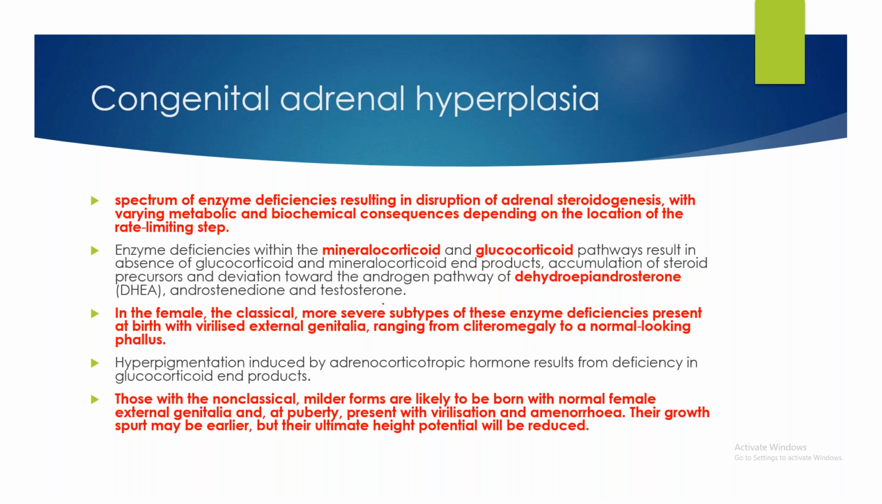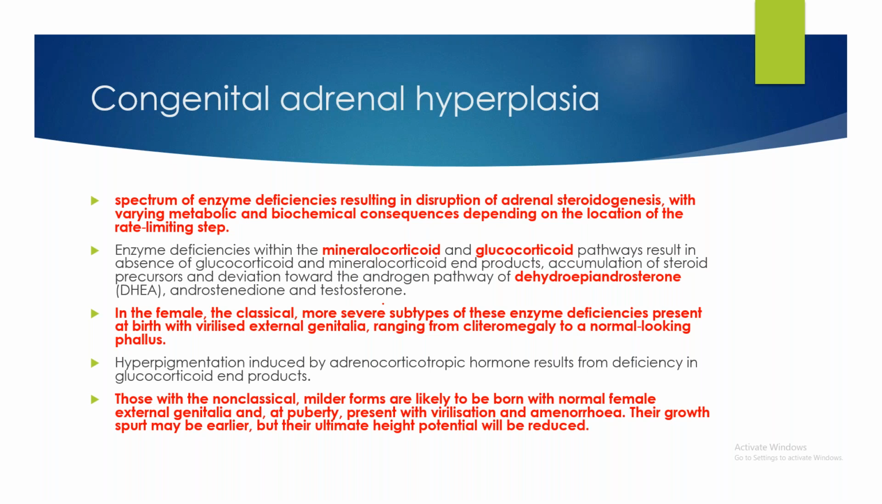In the female, the most severe, classical form of these enzyme deficiencies will present as virilized external genitalia ranging from clitoromegaly to a normal looking phallus. So this is the basic ambiguous genitalia. In case of a female infant, it is mostly because of congenital adrenal hyperplasia.